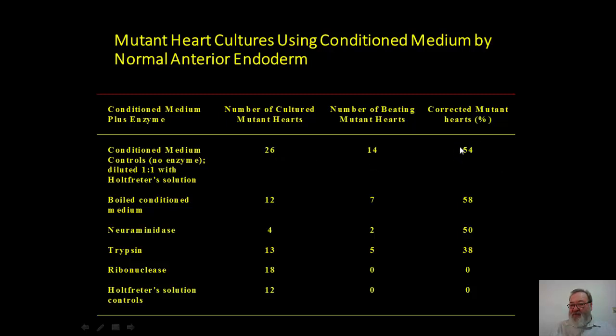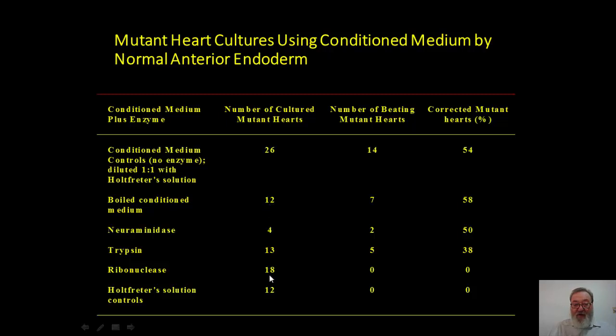And when we did that, we found that the conditioned medium rescued the mutant hearts in over half of the cases. We decided to try to do some further experiments to see if we could narrow down what that substance might be in that conditioned medium that was active. We boiled the conditioned medium. To our surprise, it still was able to correct the mutant defect. So it wasn't probably a complex protein, because proteins you would think would be denatured by boiling.